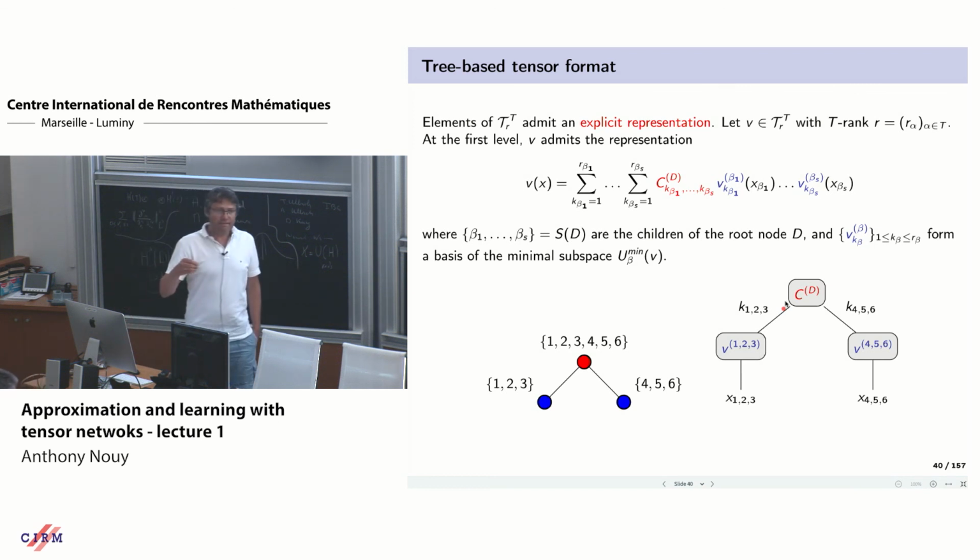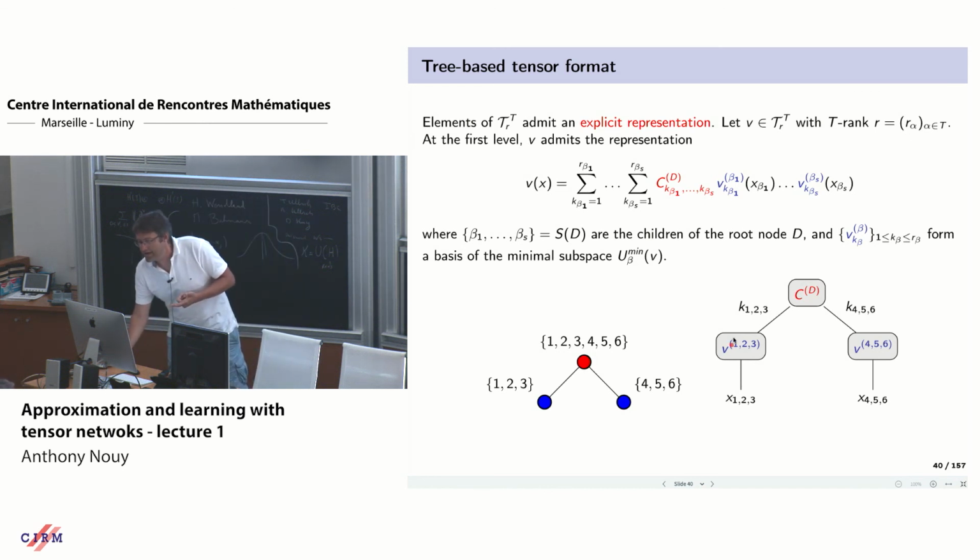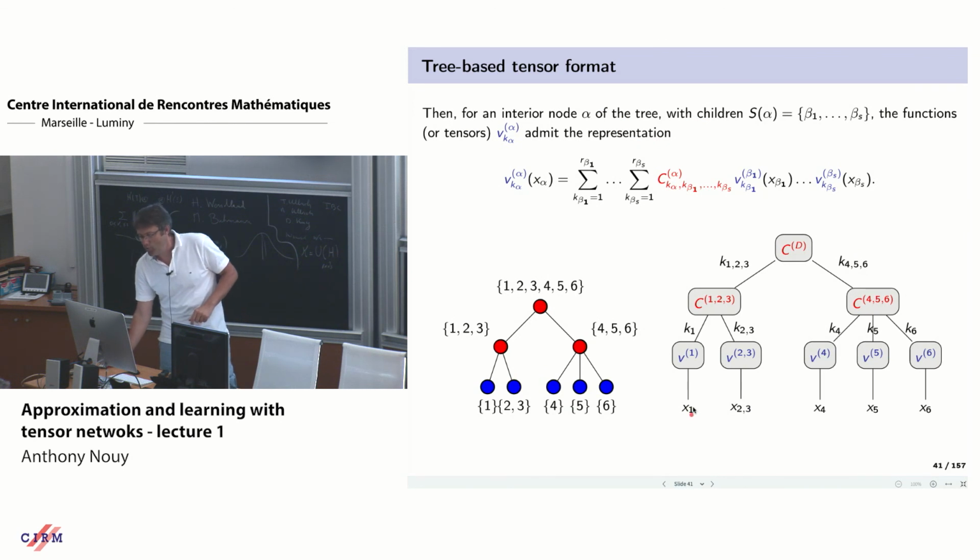But then you have the other property that the minimal subspace associated with alpha equal 1, 2, 3 is included in the product of minimal subspaces associated with 1 and 2, 3. Which means that for alpha equal 1, 2, 3, you can expand it again in a product basis of the minimal subspaces associated with the sons or children of the node 1, 2, 3. Is it clear?